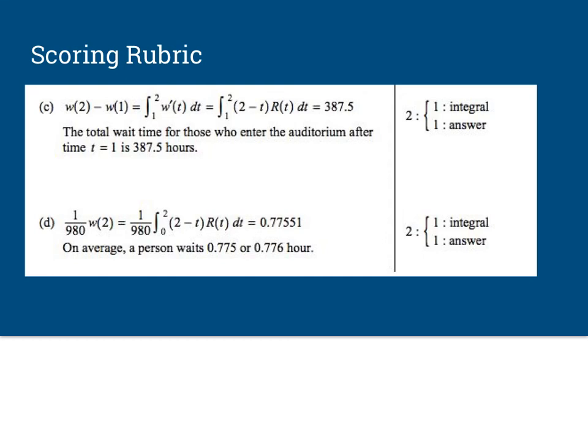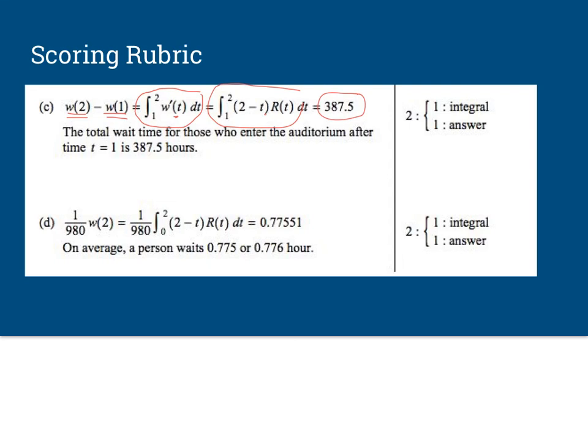C, woo, this was a tricky one. So you had to realize that your fundamental theorem says that when you take the integral of a rate of change, it is the change in values of the antiderivative. So now what we are going to do is we're going to do 1 to 2 of 2 minus t times r of t dt using our calculator, and we get 387.5. So notice for the correct integral response, you could have either this first circle or the second one, and then you must have the correct answer of 387.5.